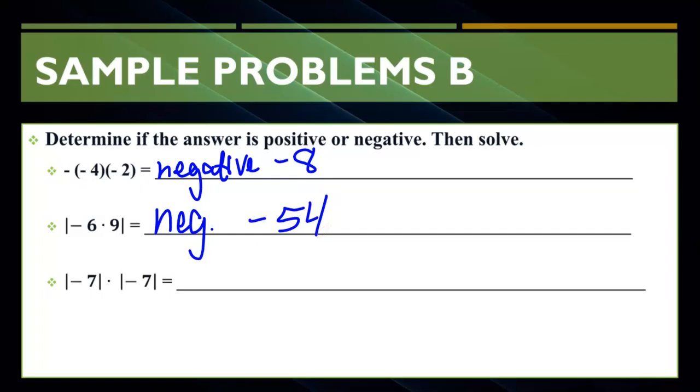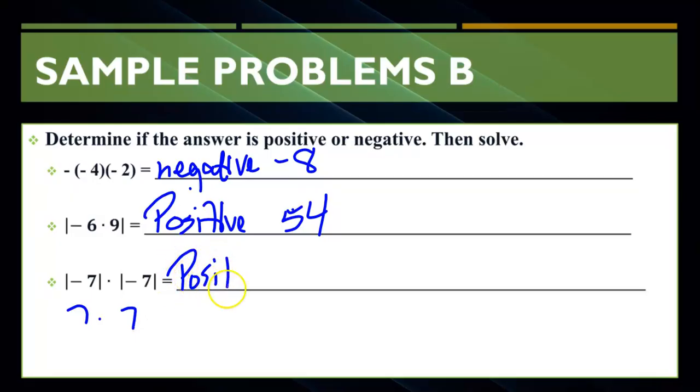And this one's a little bit tricky. I missed that one. The answer is going to be positive here. And the reason why this one's going to be positive is because of the absolute value. So this would be a positive 54. Now, if the negative was on the outside, then it would be negative. So the absolute value of negative 7 is 7. The absolute value of negative 7 is also 7. So both of them are positive. So the answer is positive. 7 times 7 is 49. So that's our lesson on multiplying integers.